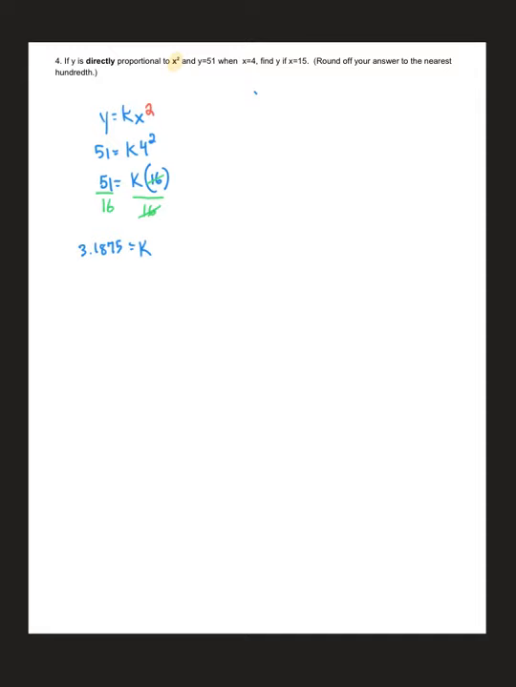So we're going to take that k, plug it back into the original equation, which was y equals k x squared. Make sure you include whatever tweaks you've made. So that 3.1875 is going in for k. We've got y equals 3.1875, and we're looking to find y if x is 15. So x now is 15, and we want to square it. Make sure you square the 15 before you multiply the 15 and the 3.1875. So y equals 3.1875 times 15 squared, which is 225.